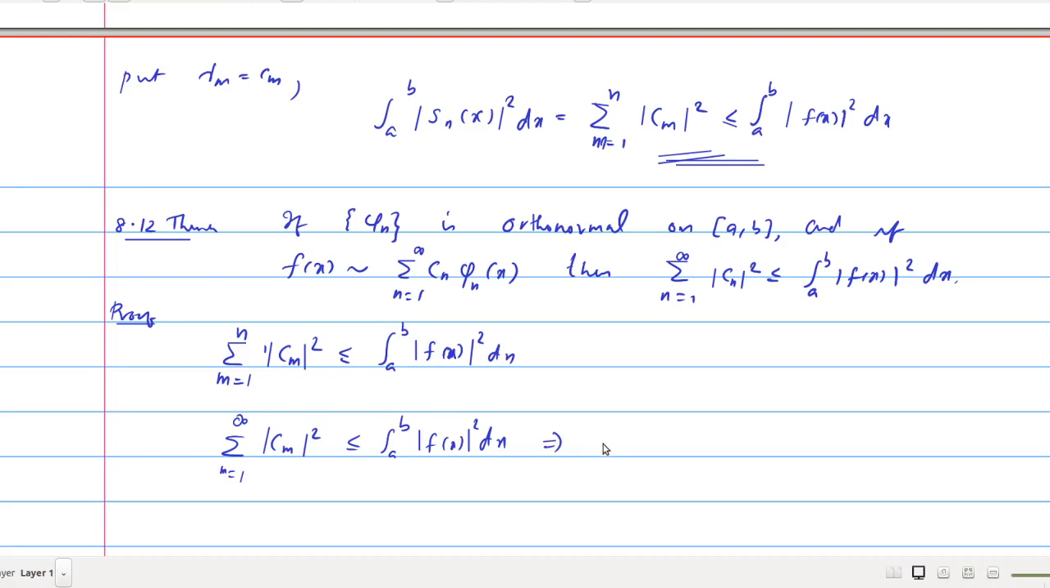Therefore, this implies the nth term tends to 0. Mod Cm square tends to 0 because this converges. And if this tends to 0, then we get the limit as n tends to infinity of Cn is equal to 0. That means whenever mod Cm square tends to 0, mod Cm tends to 0 as n tends to infinity. Therefore, the limit as n tends to infinity of Cn is nothing but 0. So this is theorem 8.12. That is a mere consequence of theorem 8.11.